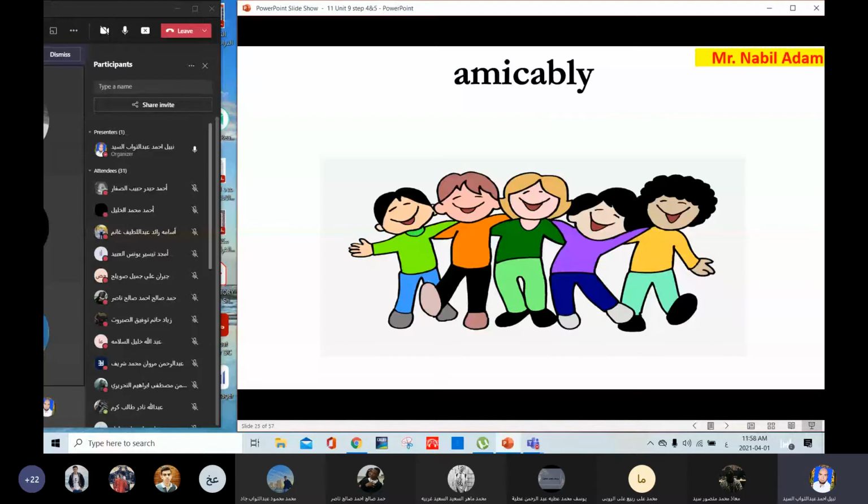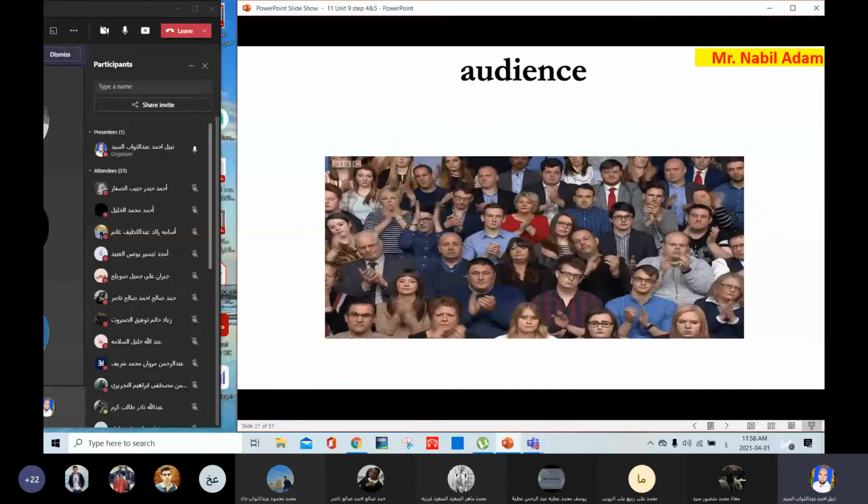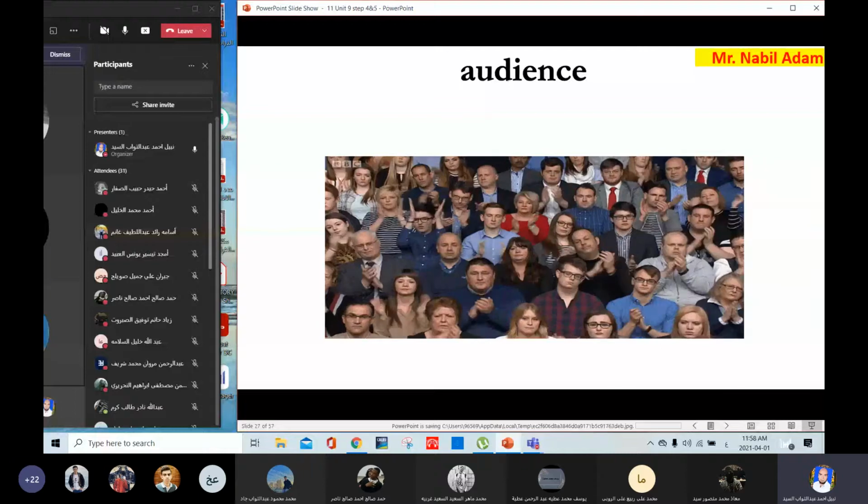Audience. Look at these people. These are the audience in a theater. All the people who listen to a speech or a concert are called audience. A large audience attended the amazing concert last night.